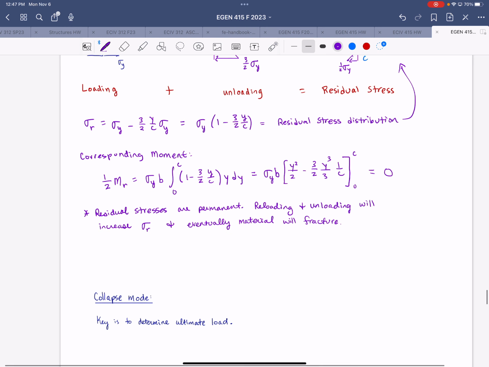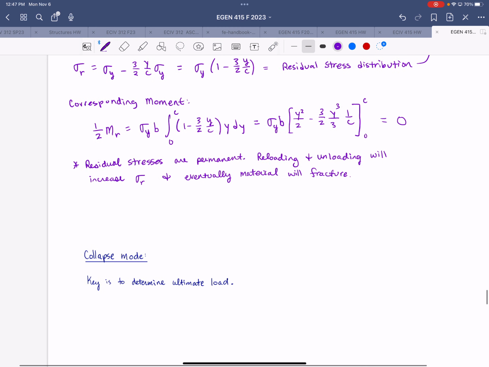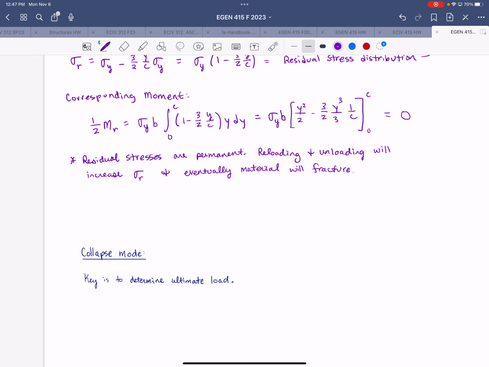Right, so then at the bottom of the page, I've just got kind of a general note related to identifying the collapse mode. So in this class, what we're going to do is first use the energy method to determine what the collapse mode is, and then we will confirm that using equilibrium.